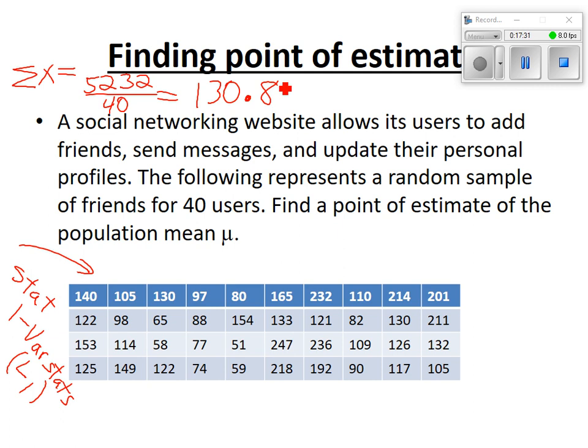I couldn't put MySpace in there though because somebody's going to try to sue me for copyright infringement. The following represents a random sample of friends for 40 users. Find a point estimate of the population mean. So what we want to find is X bar. Well, we already said, what is X bar? That's our point estimate.